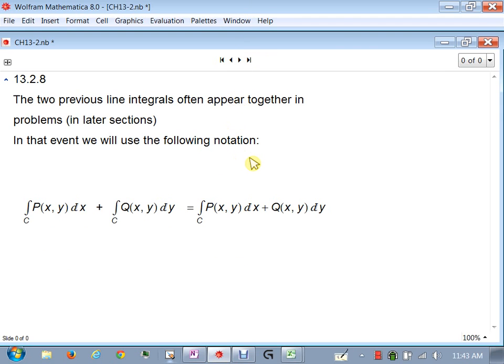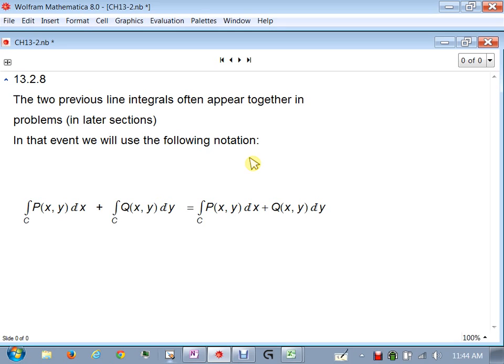The two previous line integrals often appear together in problems in later sections. In that event, we will use the following notation. So I have the line integral over some curve C. Instead of f of x,y, I'm putting P of x,y dx plus line integral over the same curve C, different function, Q of x,y with respect to y.